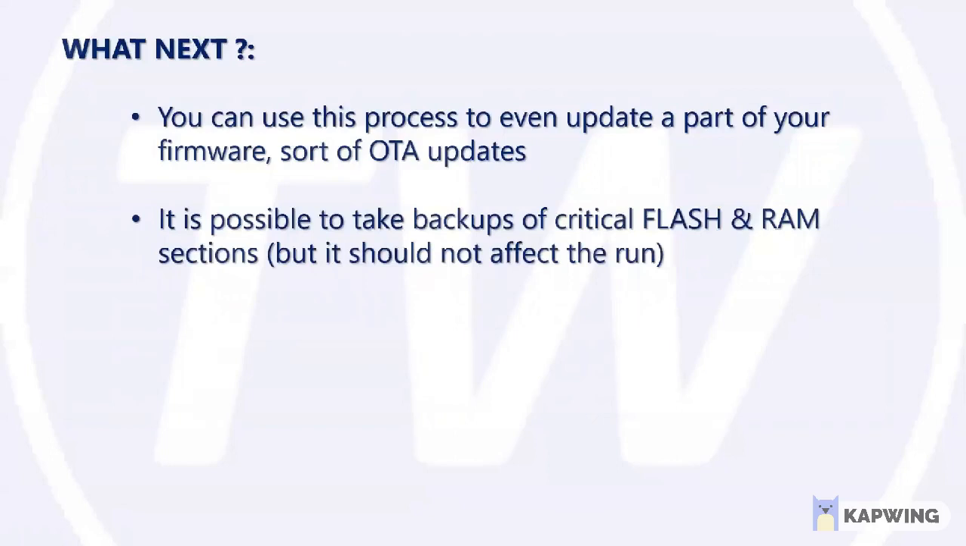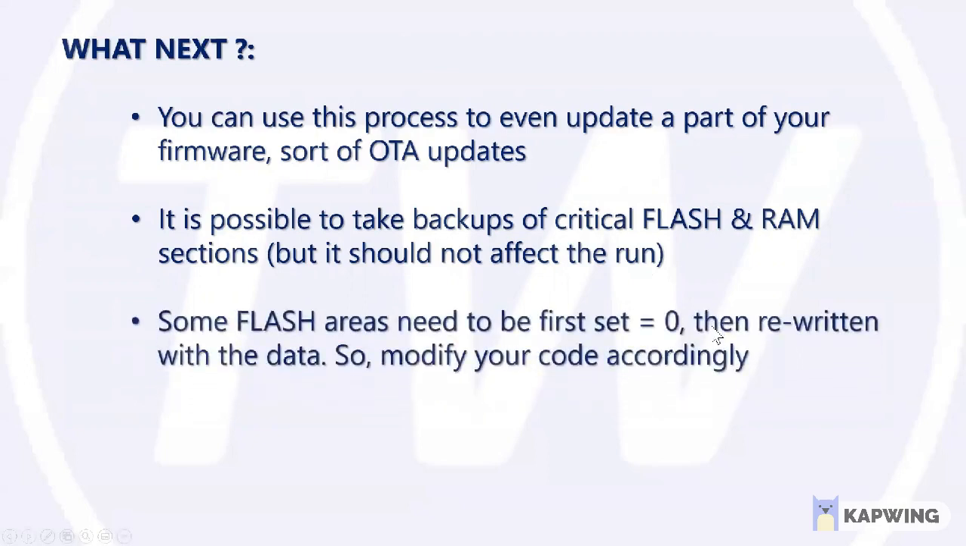It is possible to take critical area backups. If your flash has some critical data stored in it, you can always take a backup of the data and store it in some other place, whether it be RAM or some other backup device. That is also possible. You can also take a backup of the RAM, I'm sorry, and some flash areas, as I said, first need to be set to 0 and then rewritten with the data. So you have to modify your code accordingly. And in the upper part of the flash, you can also store data without setting it to 0. That is something that I've tried and tested. It works, so you can also do that.